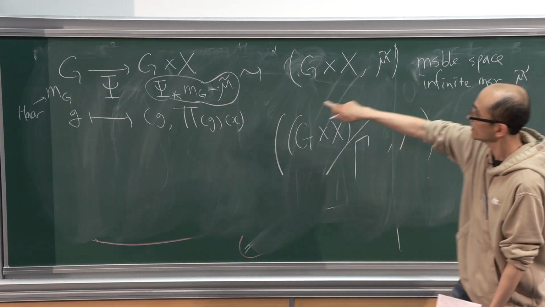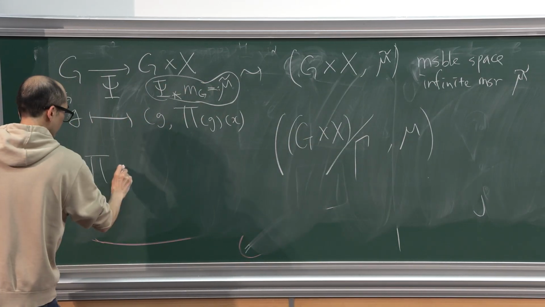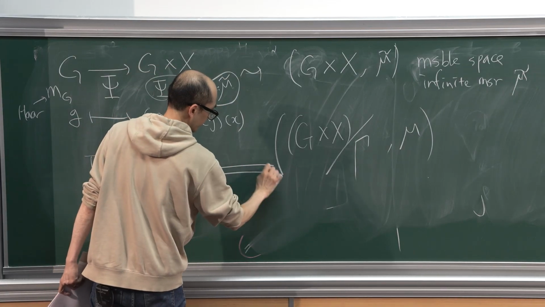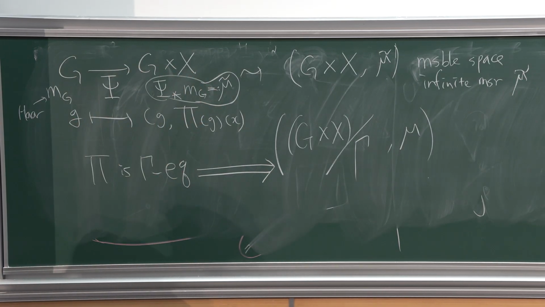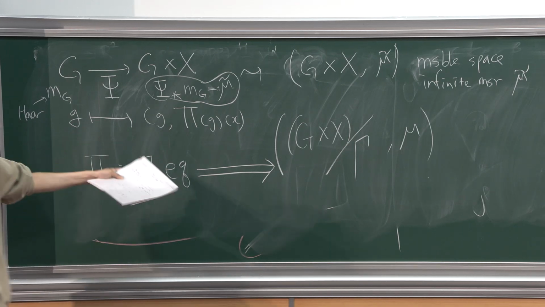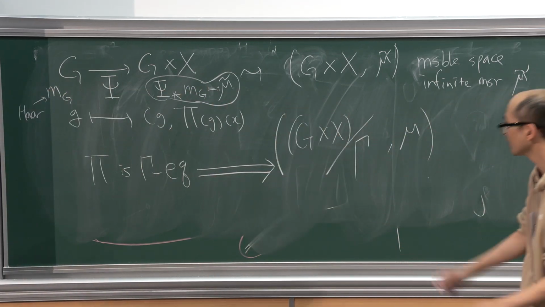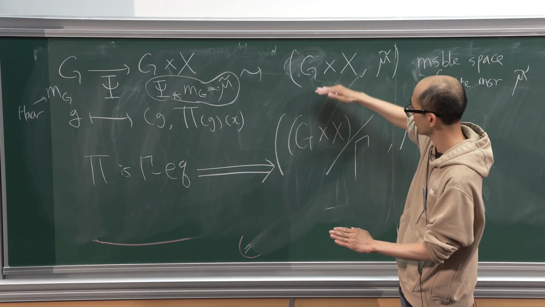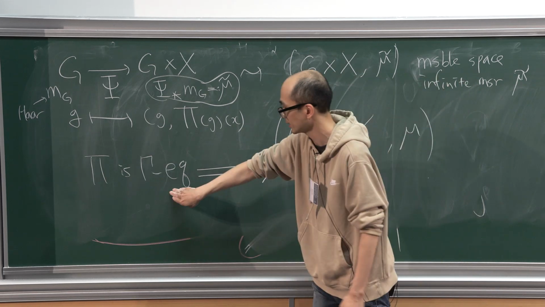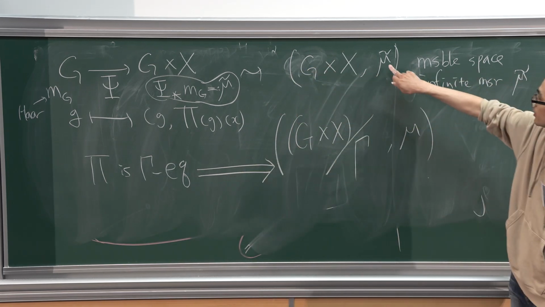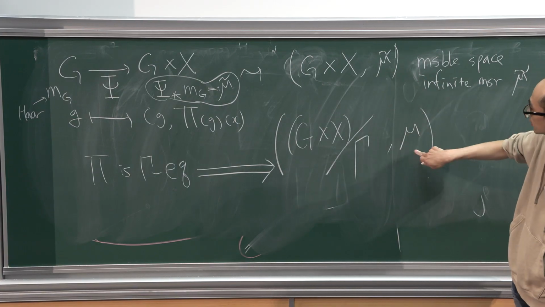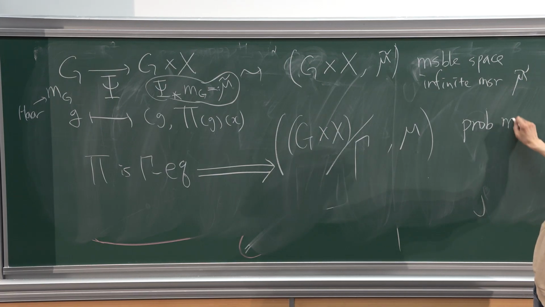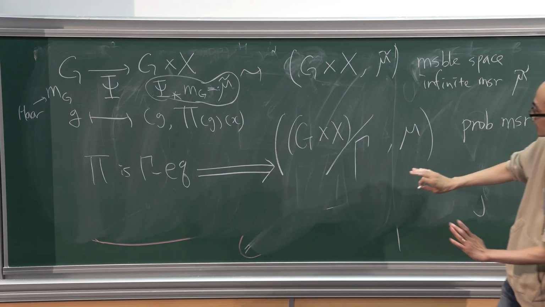And because this pi is gamma equivariant, actually you can quotient it. The explicit calculation is for you. You can write down the function, the map from here to here, and this is well defined because pi is gamma equivariant. And then from here to here, actually you can go to the quotient measure, which is mu. That is the probability measure. So these are all exercises for you, these constructions.